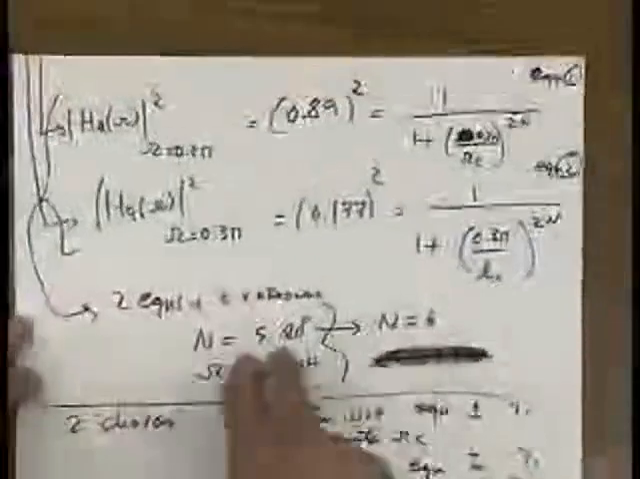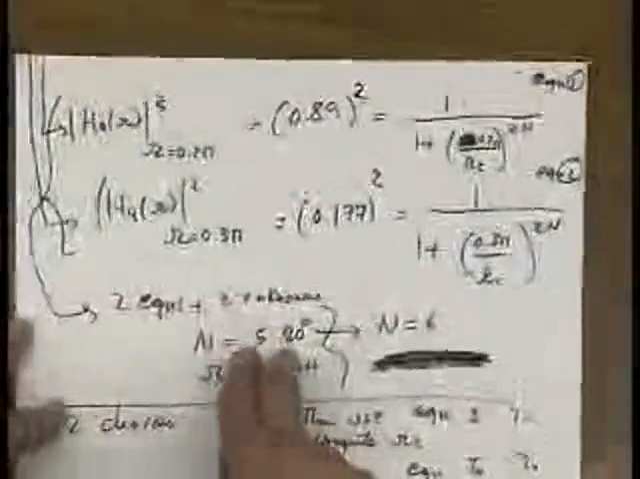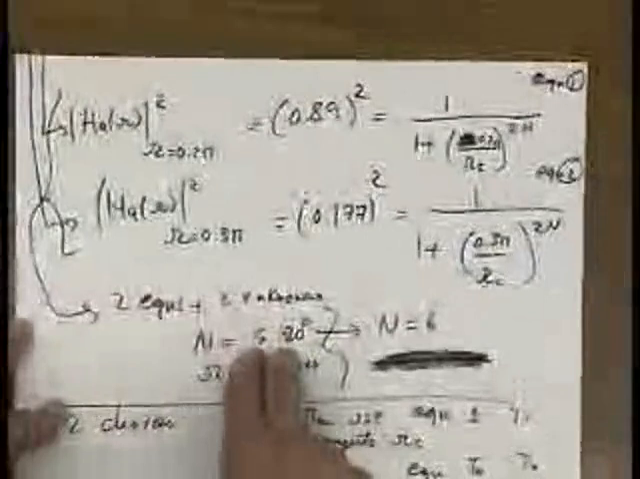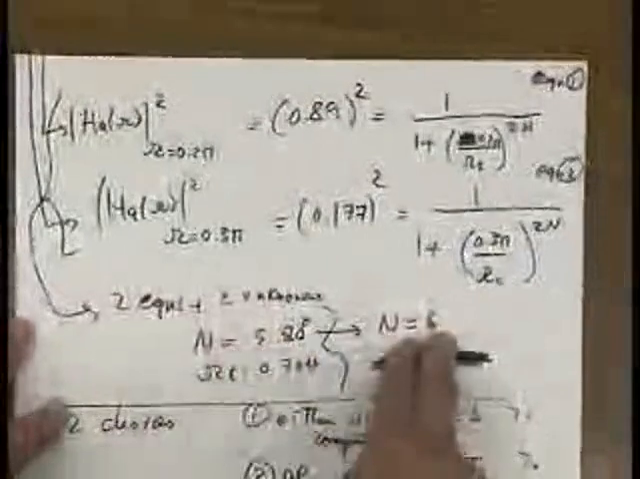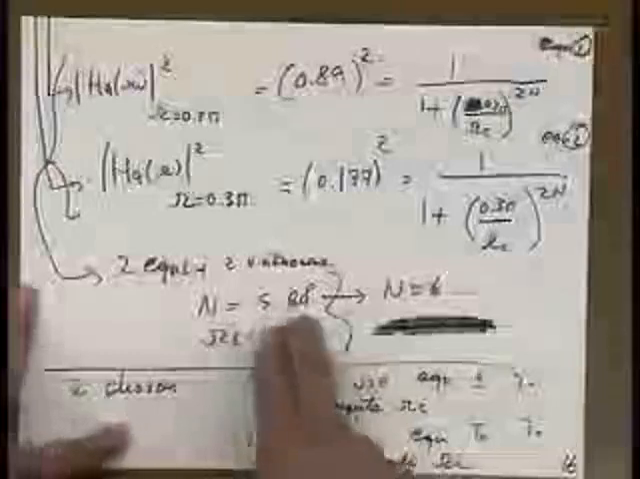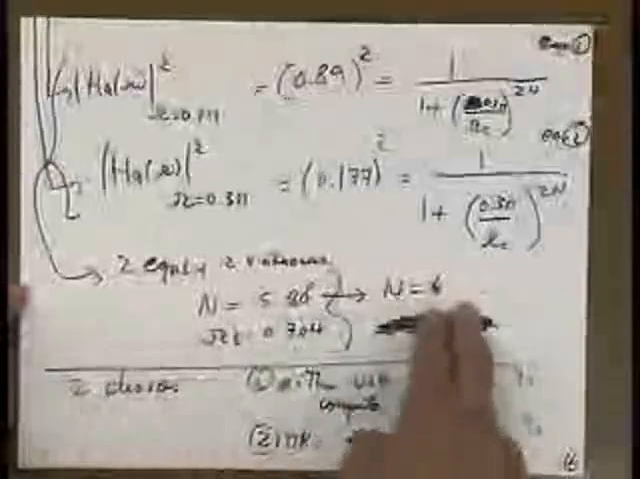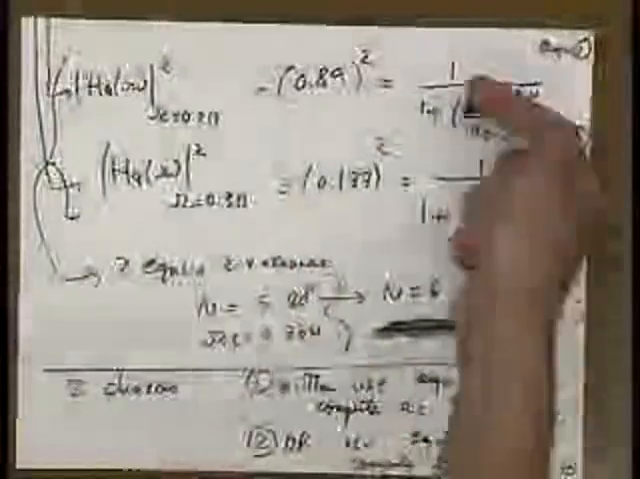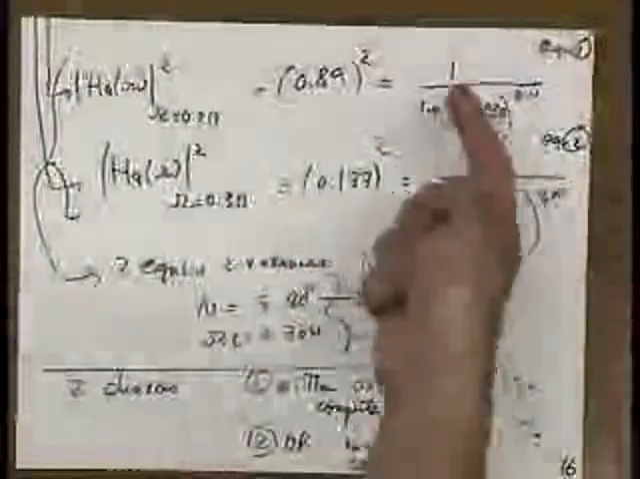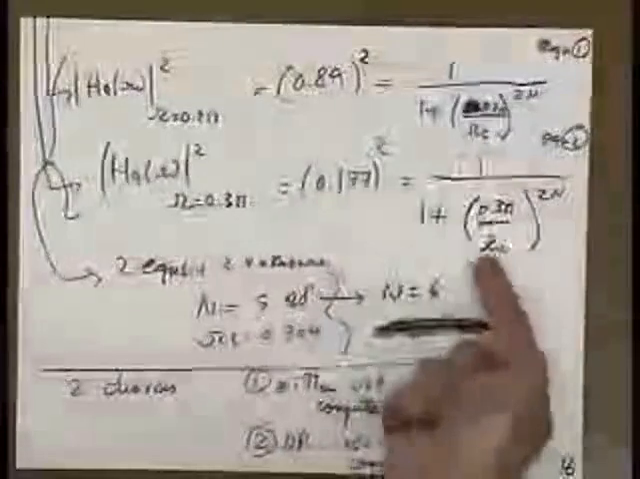So that results in, well, we can't have an order that's a fraction. So we need to have an integer. So we round up 5.88 to 6. And if you round that up, then you have to find out the new omega c, and you can either plug into this equation or plug it into this other equation.